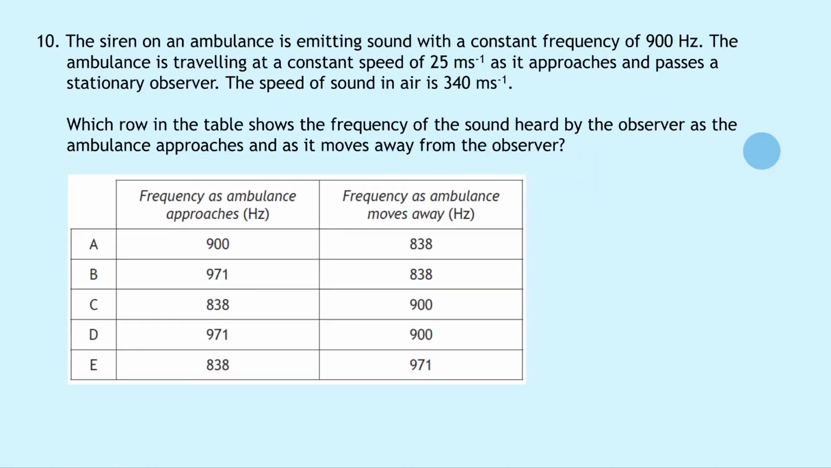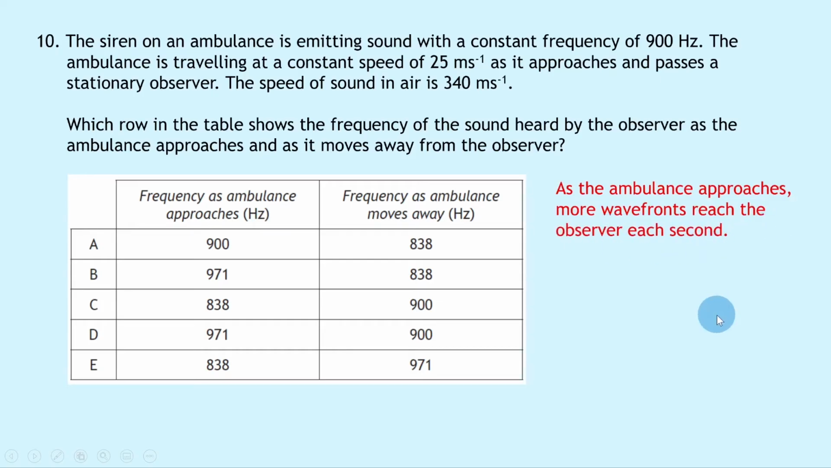Well, this is a Doppler effect question, and there's several ways you could approach this. One is by using the equation for the Doppler effect and plugging the values in order to work out the actual values here, or we could just think about it a bit more. Because we've got the frequency of the source being 900 Hz, we're going to think about this in terms of this 900 Hz. So first of all, for the ambulance approaching, we can say that as the ambulance approaches, more wavefronts reach the observer each second, and this means they're going to experience a higher frequency than the 900 Hz.